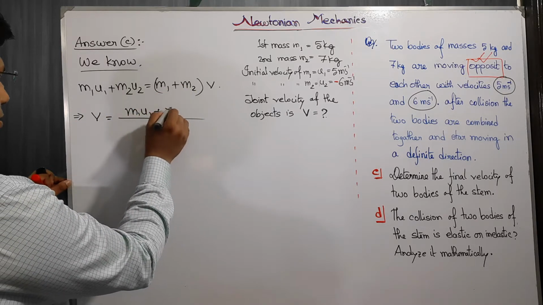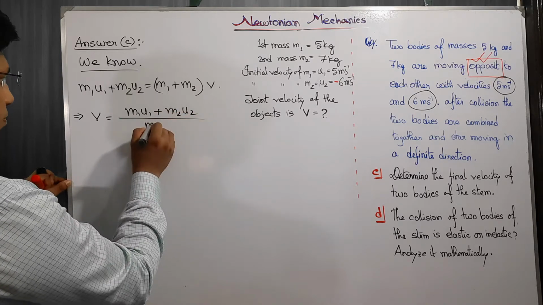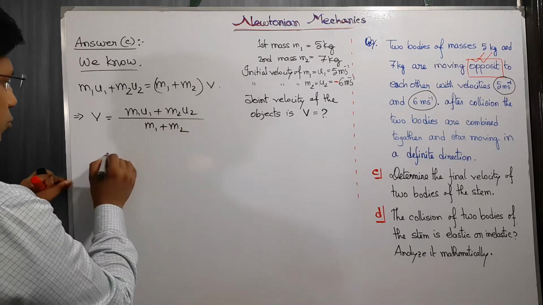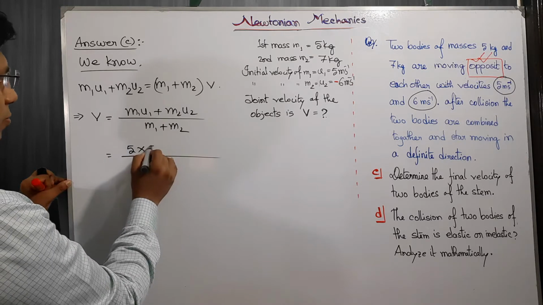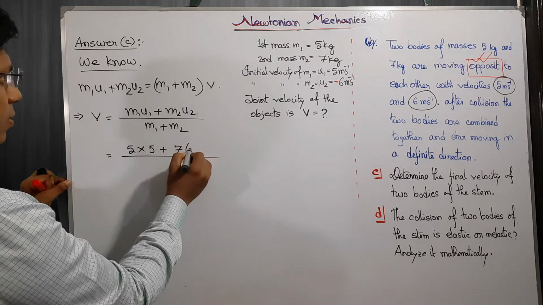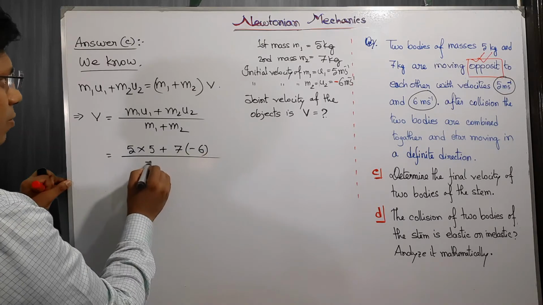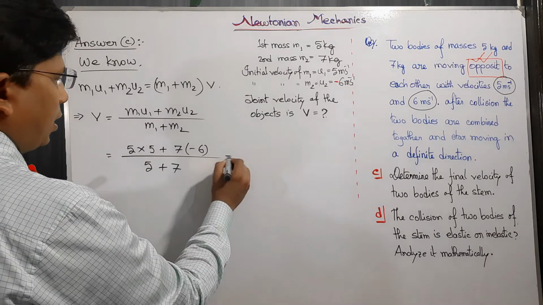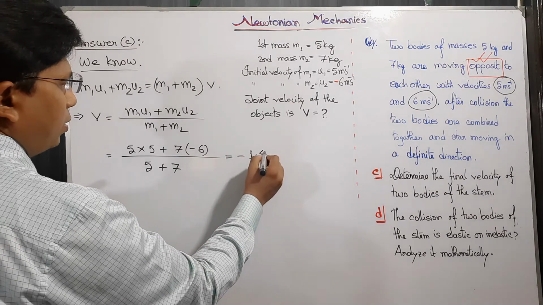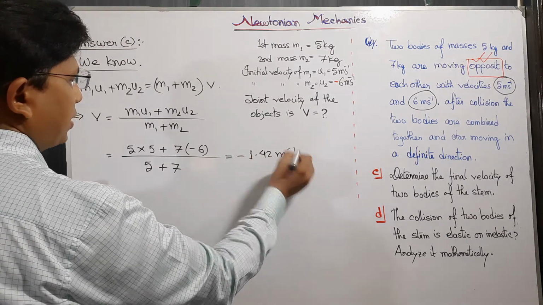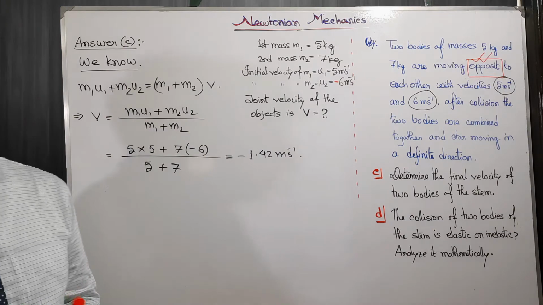m1 u1 plus m2 u2 over m1 plus m2. The first one has 5 u1, plus m2 7 times minus 6, over 5 plus 7. After calculation we can find the result, which is 1.42 meter per second, which is called the combined body velocity.